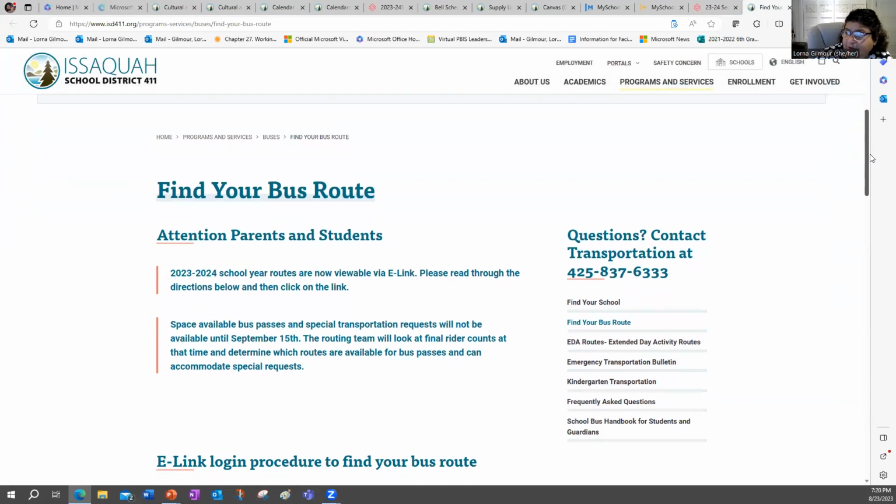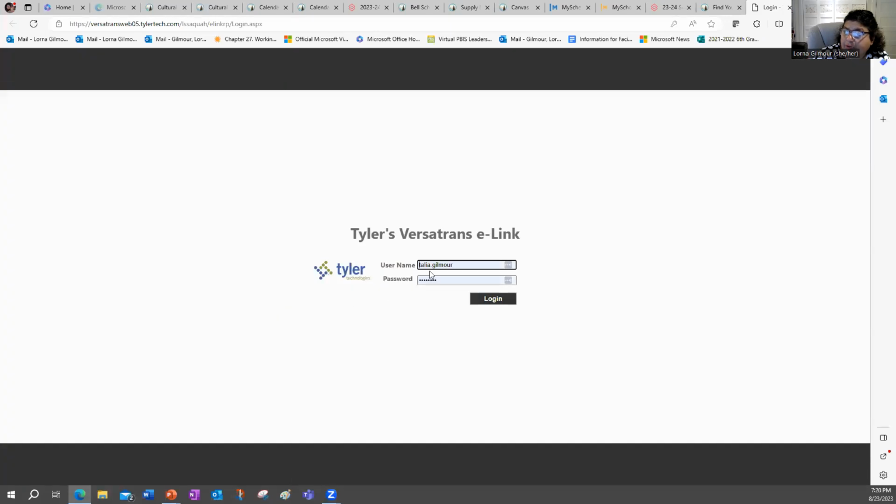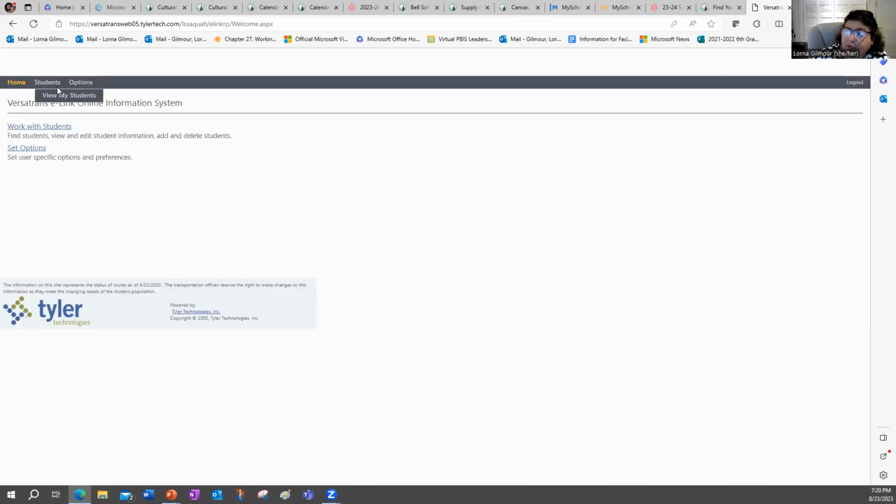So find your bus route, some information for you to read, but here it tells you how to set up. It is basically your child's first name, last name, the period in the middle, and then their full birth date, month, date, year, with no slashes or anything like that. You're going to go to Access eLink, and when you go there, you'll see my daughter's name, her birthday is in here, and then you log in, and then it gives you, if you have multiple children, great. Even though you logged in one child, it's going to give you all your children's schedules.